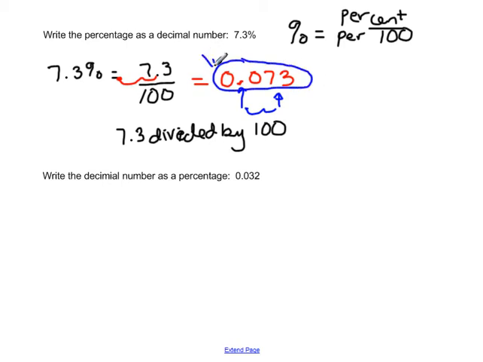0.073. Always a good idea to put the 0 in front of a decimal number if your answer is just going to be a decimal. That just helps to place that decimal point. Otherwise, decimal points tend to get lost a little bit.